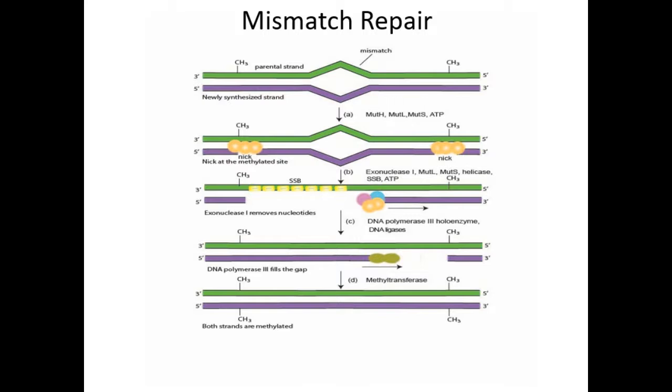Then exonuclease will cut away the nicked strand, and the single-strand binding protein stabilizes the resulting single strand. Then the excised DNA region can be resynthesized by DNA polymerase 3, and then DNA ligase finally seals the nick to form a double-stranded DNA. So that's the mismatch repair.